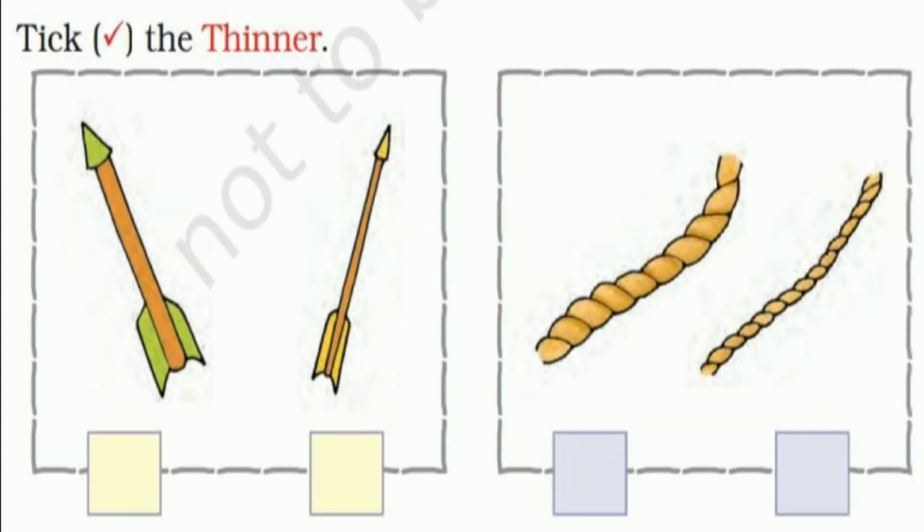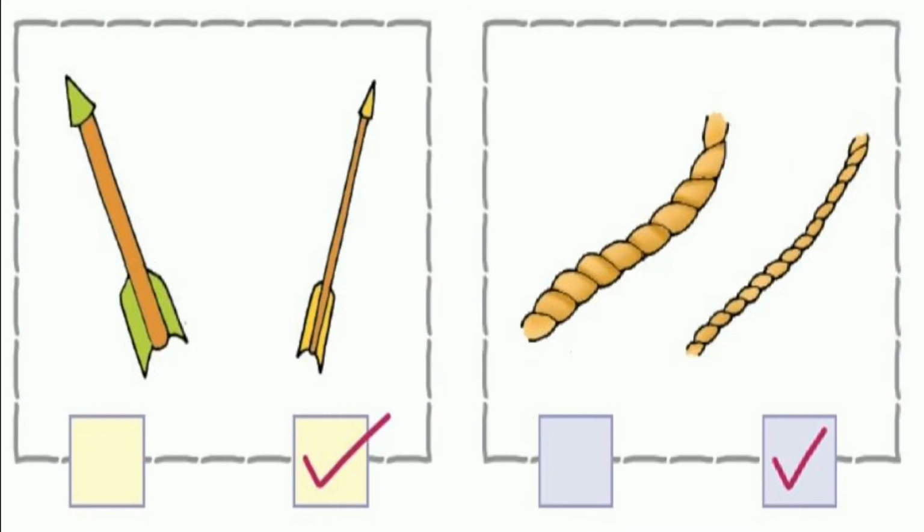Beside that you can see two ropes, right? We have to tick the thinner rope. Which is thin, children? First or the second one? Yes, the second one is thinner than the first one. So we shall tick the second rope.